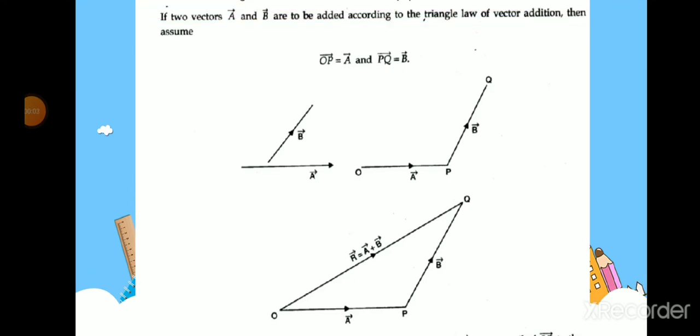If two vectors, vector A and vector B, are to be added, then according to the triangular law of vector addition, we have to draw vector A as it is and move vector B parallel to itself so that it touches the end or tip of vector A. When the head of vector B is connected to the tip of vector A, and if a vector is drawn from the starting point of A to the ending point of B, then vector OQ given in the figure will represent vector R, which is given by vector A plus vector B.